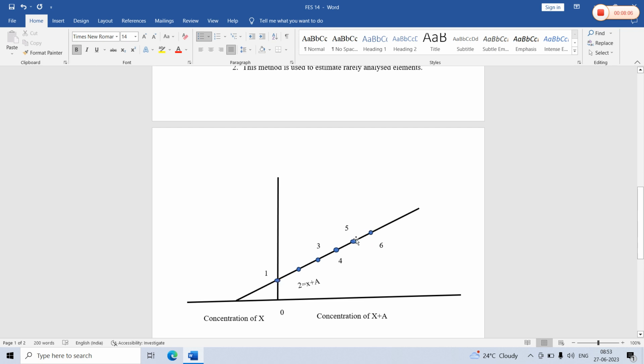We then extrapolate this line to the x-axis, which is the concentration axis, and we get this point. This point indicates the concentration of X. This is the intensity due to the unknown concentration, and this is the intensity due to the multiple concentration series. We extrapolate the line, and this point indicates simply the unknown concentration for the sample solution, which is obtained by the standard addition method.